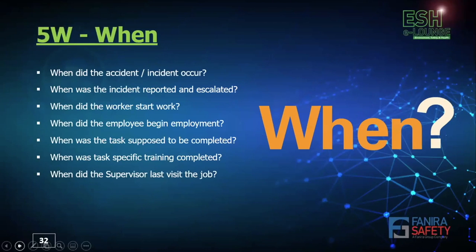So the next W is the when. When did the accident or incident occur? When was the incident reported and escalated? That time frame, as we mentioned before, from the incident taking place, being reported to the supervisor, and then being escalated up the organizational chain, is important. When did the employee begin employment? We're now talking of the experience level. When was the specific task training completed? Again, was the person trained to do the job? When did the supervisor last visit the job? We're now looking at supervision at the workplace.